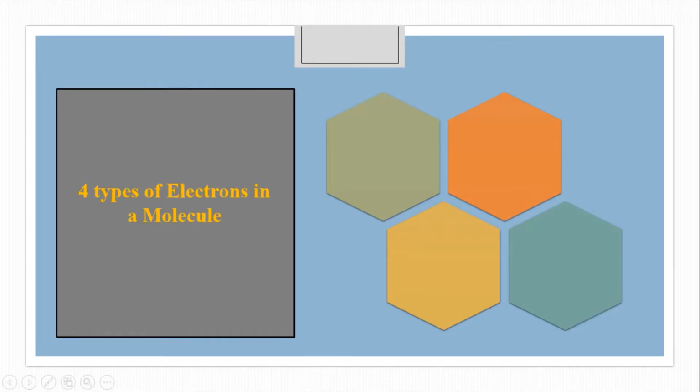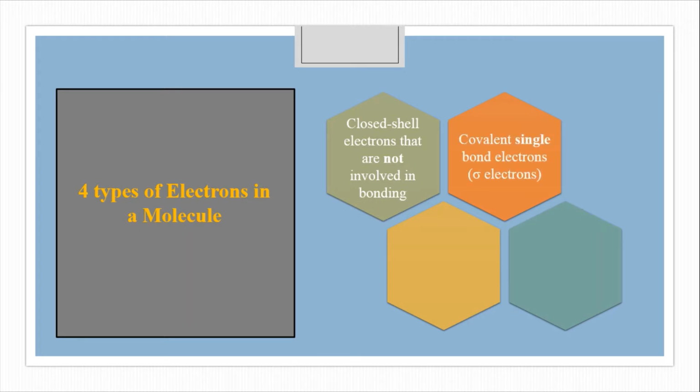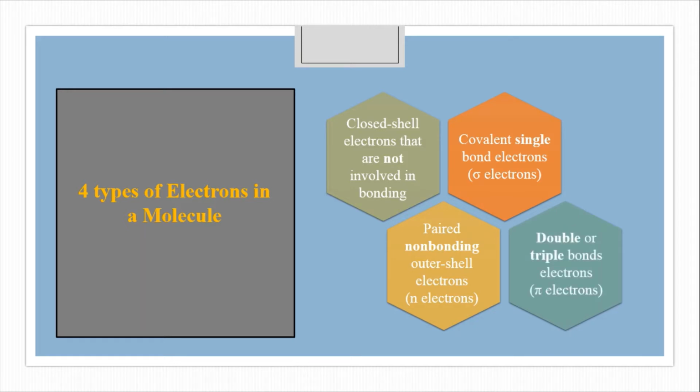Electrons in a molecule can be classified into 4 different types. Closed shell electrons that are not involved in bonding, covalent single bond electrons or sigma electrons, paired non-bonding outer shell electrons or n electrons, and double or triple bond electrons or pi electrons.